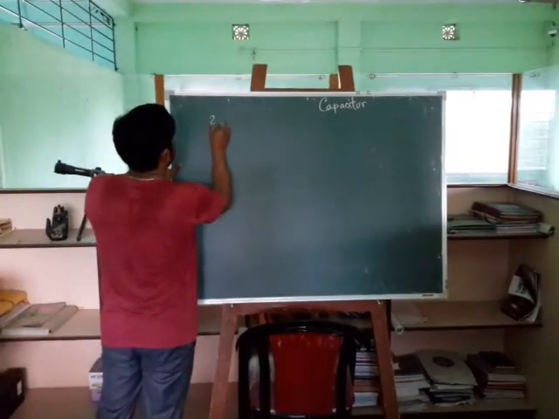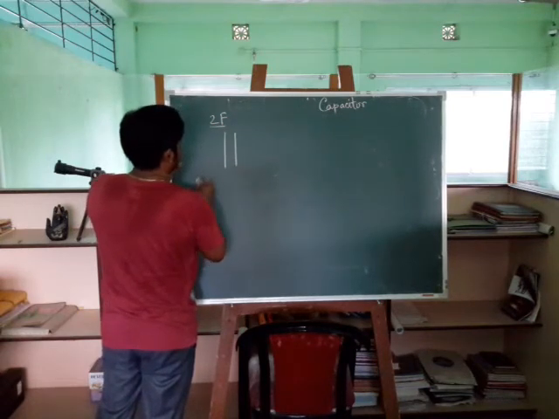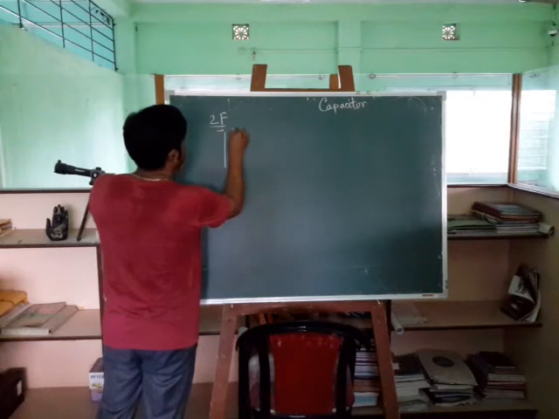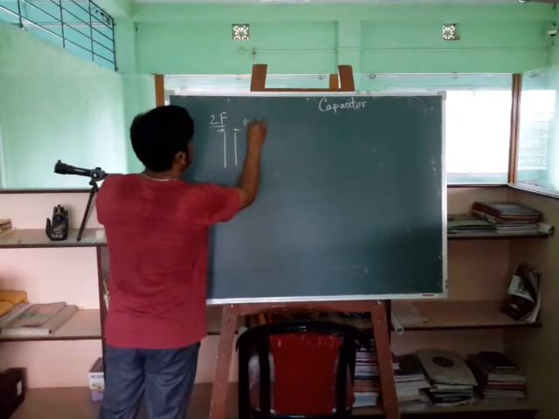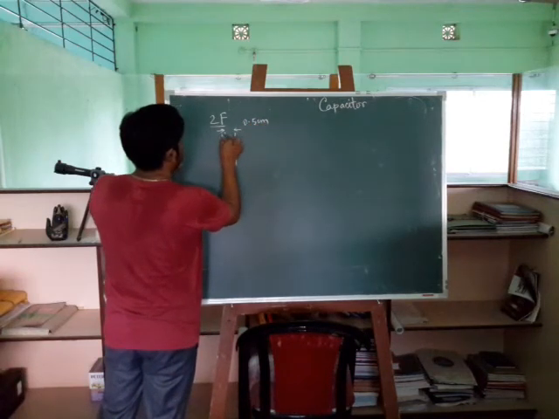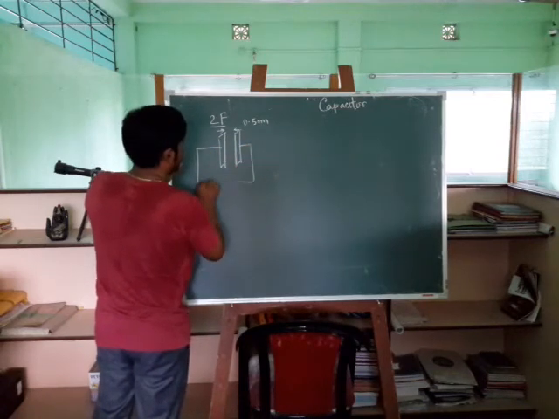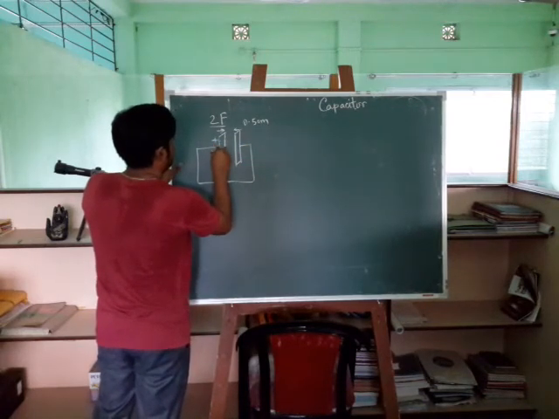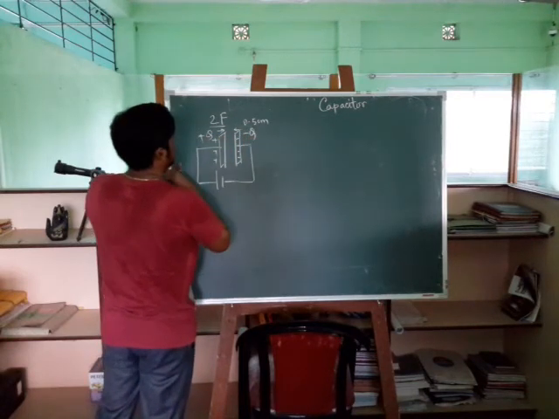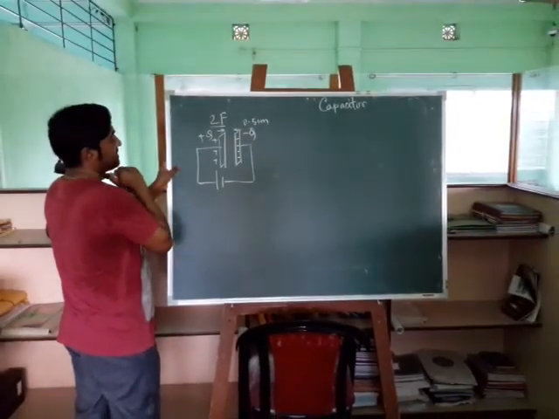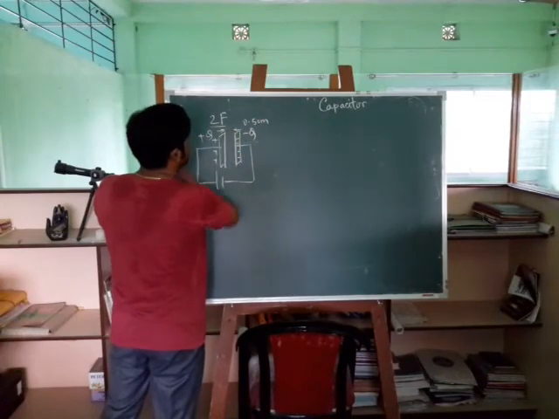Suppose you want to create a capacitor having 2 farad capacitance, a parallel plate capacitor, and suppose the separation between them is 0.5 centimeters. This is the positive plate, and this is the negative plate. The question is, what should be the area of this plate so that the capacitance is 2 farad?